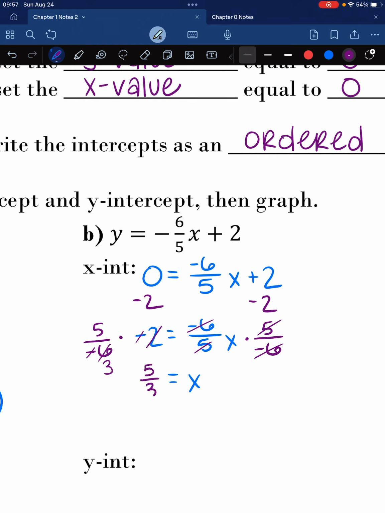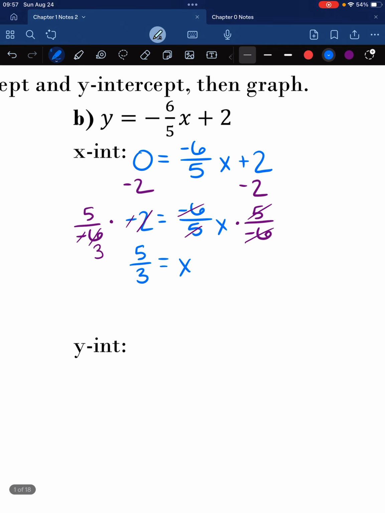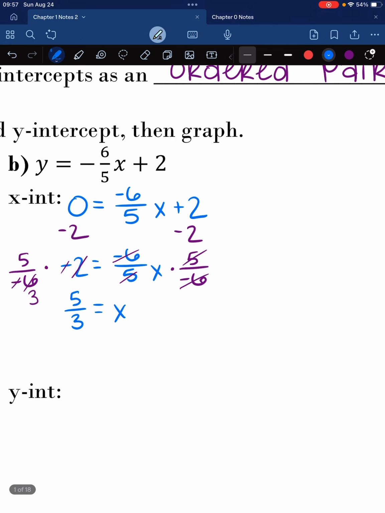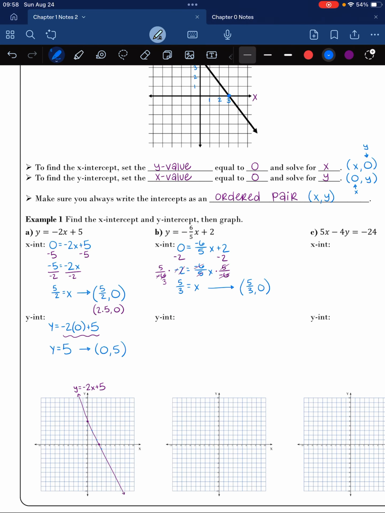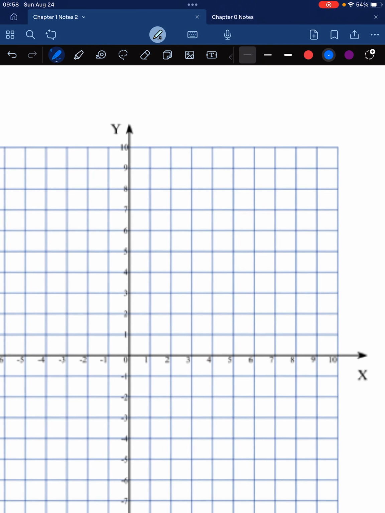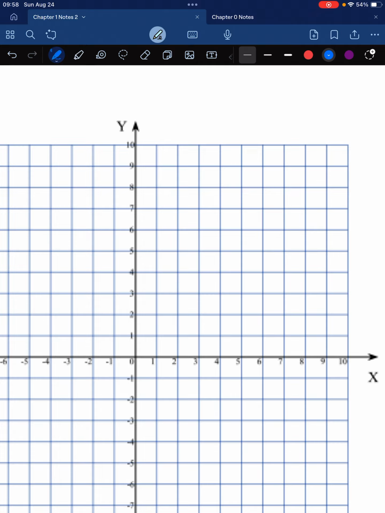We could also use our calculator for that, right? If you're not super comfortable with fractions, I'm absolutely fine with us using our calculator to solve that. Okay, remember we need to write this as an ordered pair. And let's go ahead and graph this. So 5/3 is going to be, there's 3/3, 4/3, 5/3.